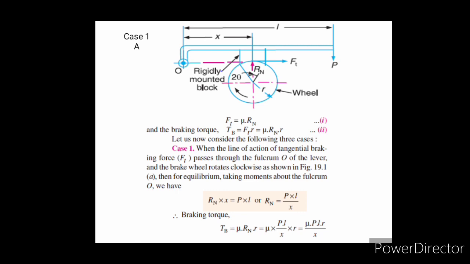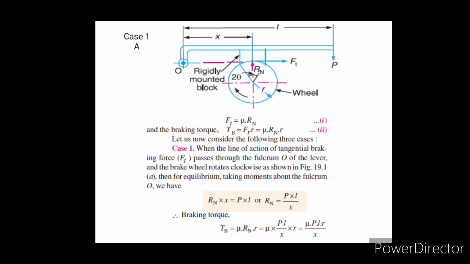Look at this. In this single block brake or shoe brake analysis, there are total 3 cases and each case has 2 parts. So totally we have to discuss about 6 cases. So what mainly these 3 cases are?